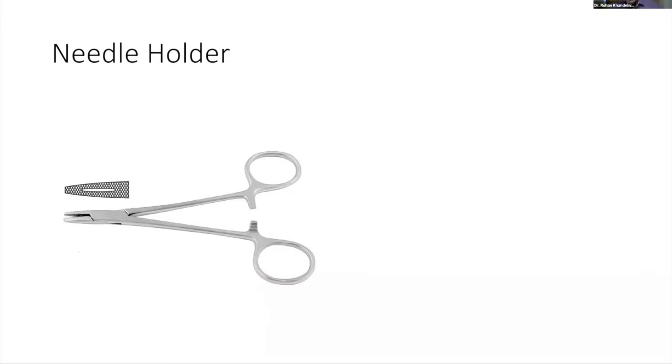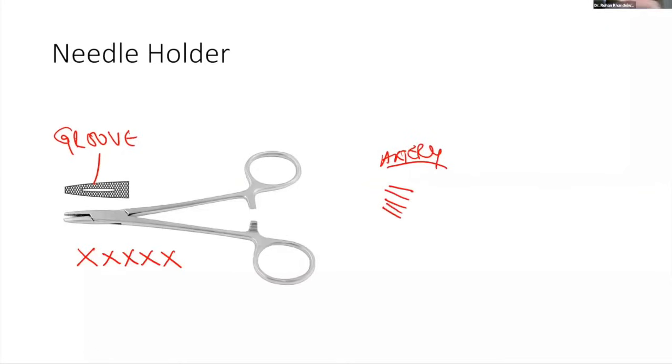Needle holder, you will have crisscross serrations. You can see here, there are crisscross serrations and there is a groove as well, so that the needle does not slip out. This is a needle holder. Whereas in an artery forceps, you will just have transverse serrations. Here you can have crisscross serrations, and that's how you differentiate.